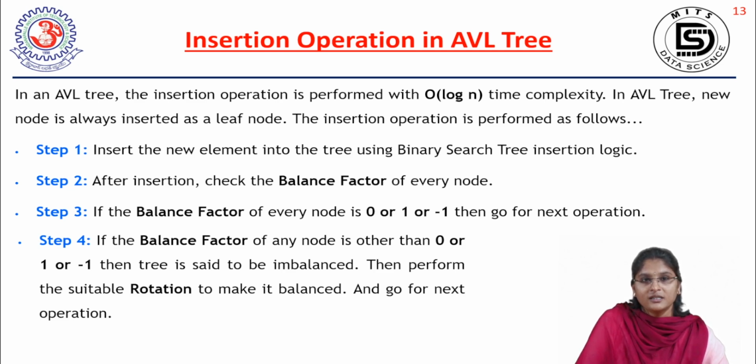After insertion, check the balance factor of every node. If the balance factor is greater than 1 or less than minus 1, then we need to fix it. If the balance factor of every node is 0, 1 or minus 1, then go for the next operation. If the balance factor of any node is other than 0, minus 1 or 1, then we have an imbalance. So we then perform rotations, using single rotations or double rotations, and go for the next operations.